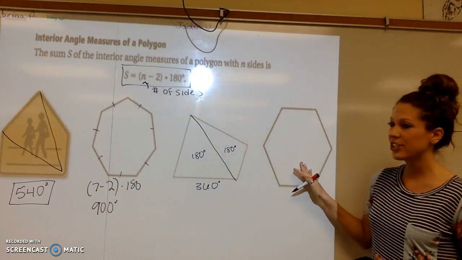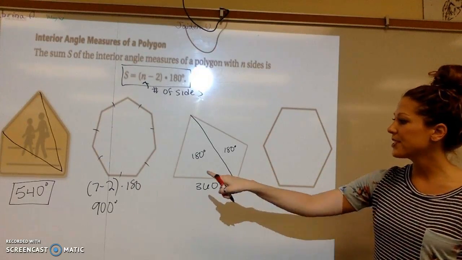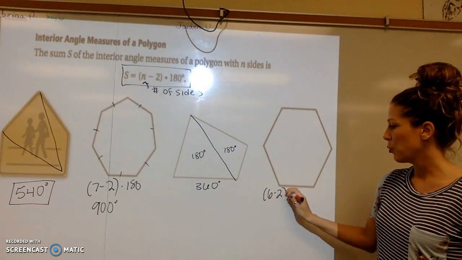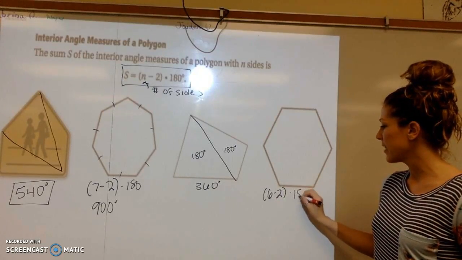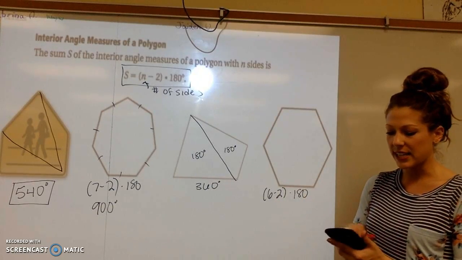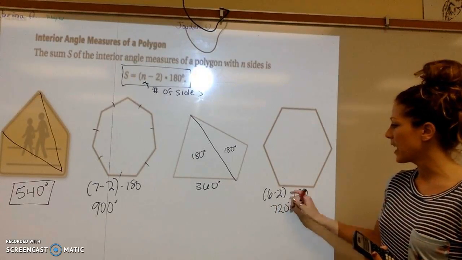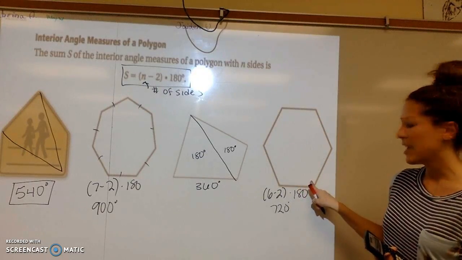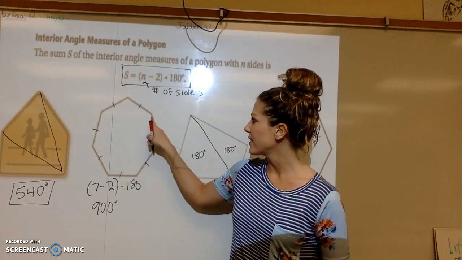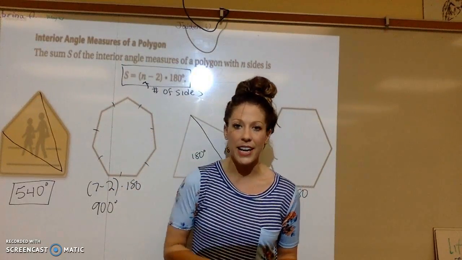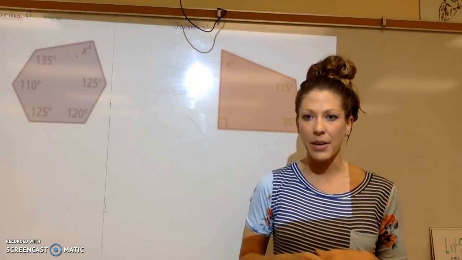All right, now let's look at this shape. This is a hexagon. It has 6 sides. So we're going to do 6 minus 2, which is 4. That means it can be divided into 4 triangles. Then we multiply that by 180. So 180 times 4 is 720 degrees. That means if you were to add up all 6 of these angles, they're going to add up to 720 degrees. If you were to add up all 7 of these angles, they're going to add up to 900 degrees.